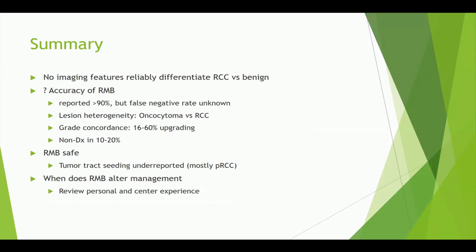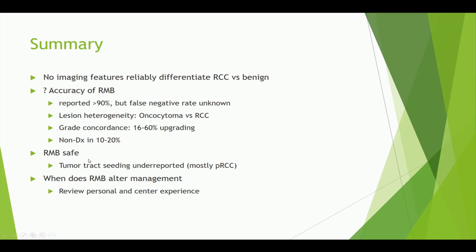So in summary, there are no imaging features that reliably differentiate RCC versus oncocytoma or lipid-poor AML. Although the accuracy of renal mass biopsy is reported to be high, the lack of surgical pathology as a reference standard in negative biopsy leads us to an unknown false negative rate. There is a varying lesion in grade concordance that can be multifactorial, and this uncertainty exists in the reliability of renal mass biopsy to definitively triage patients. The non-diagnostic biopsy rate occurs in approximately 10 to 20%, and there are several factors that can influence this rate.